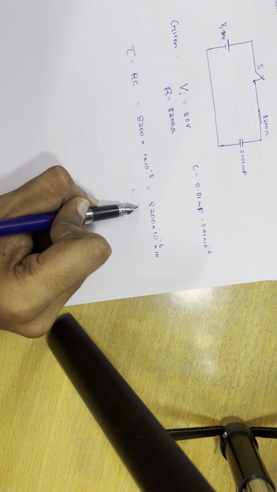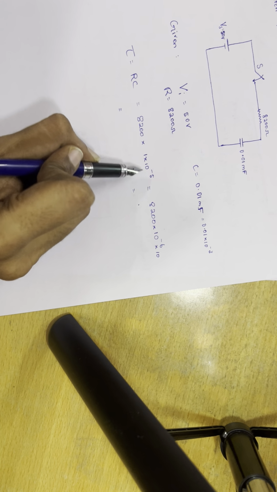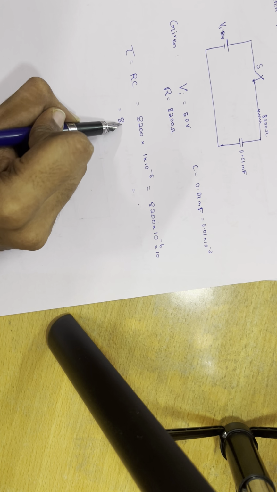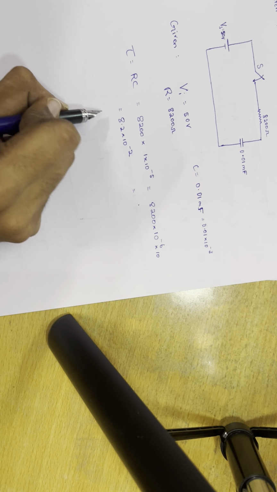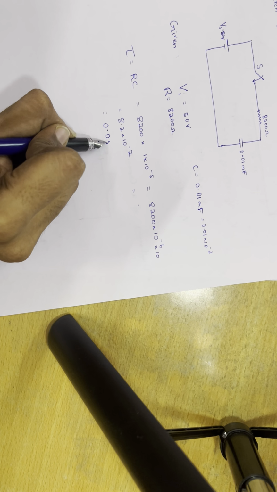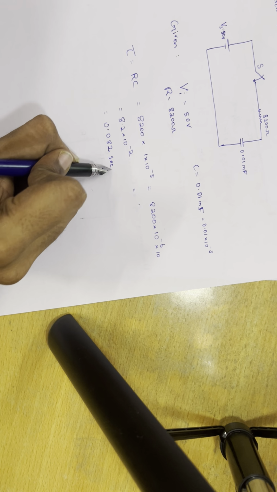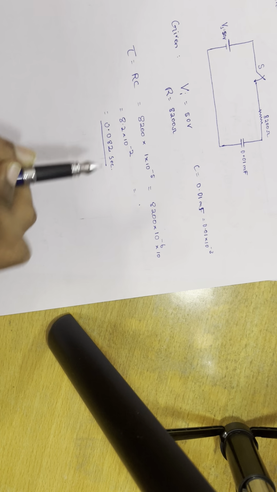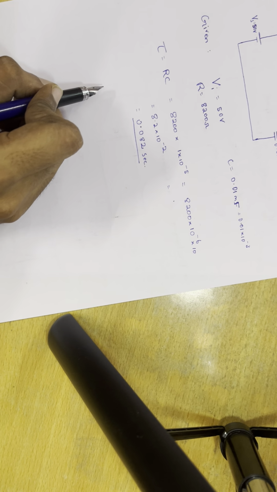So 8200, or directly we can take 1 into 10 to the power minus 5, so we will get 8.2 into 10 to the power minus 2, or else 0.082 seconds. This is in seconds. This is a simplified form, so it will be easier for us to solve.